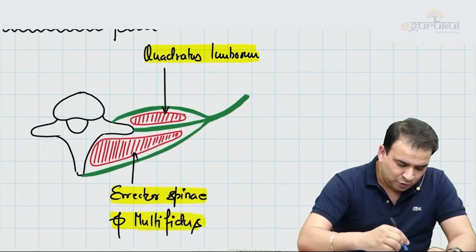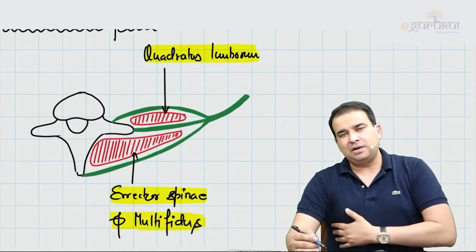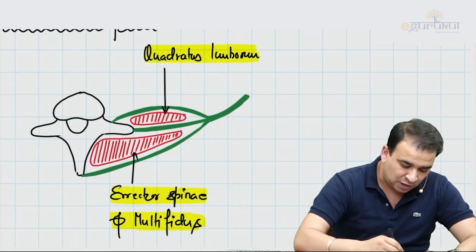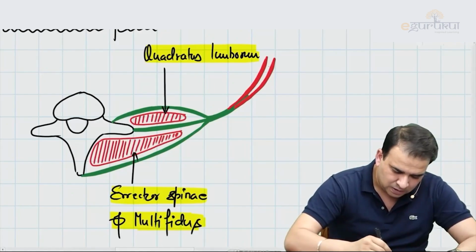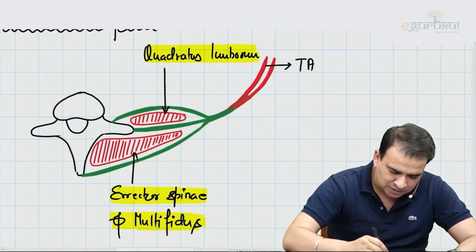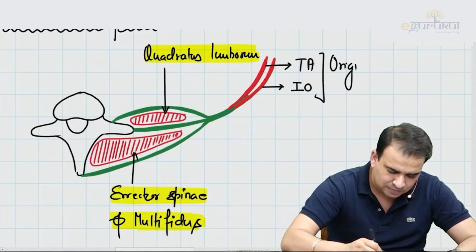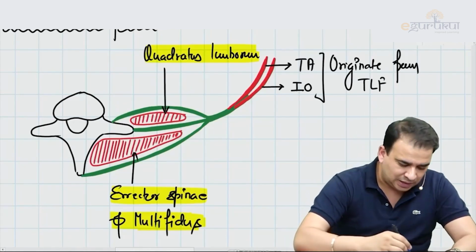And you should also know, this again could be a question, out of the three muscles of the anterior abdominal wall, external oblique, internal oblique, and transverse abdominis, it's the internal oblique and transverse abdominis which take origin from the thoracolumbar fascia. If this is the transverse abdominis muscle, that is the internal oblique. Transverse abdominis, and here is the internal oblique muscle. They originate from this thoracolumbar fascia. That again could be another question.